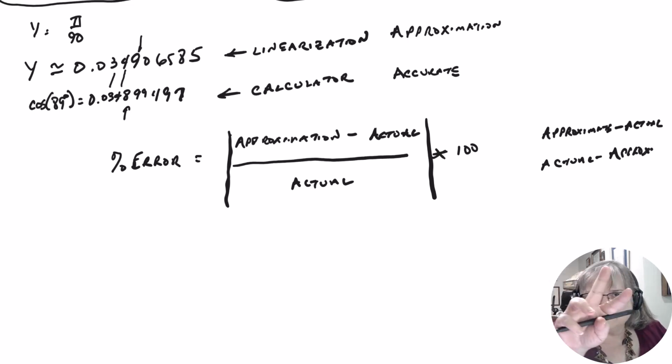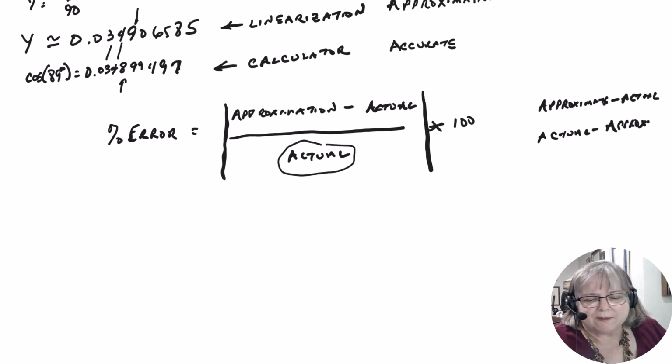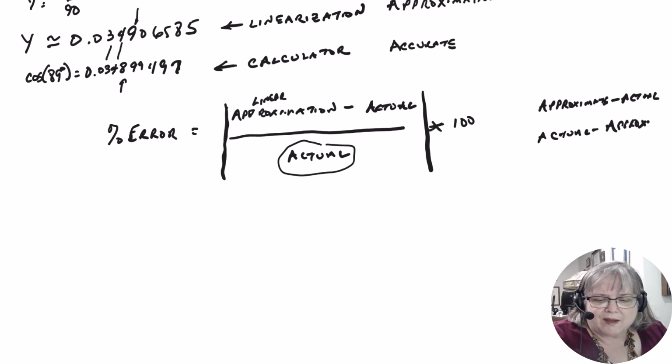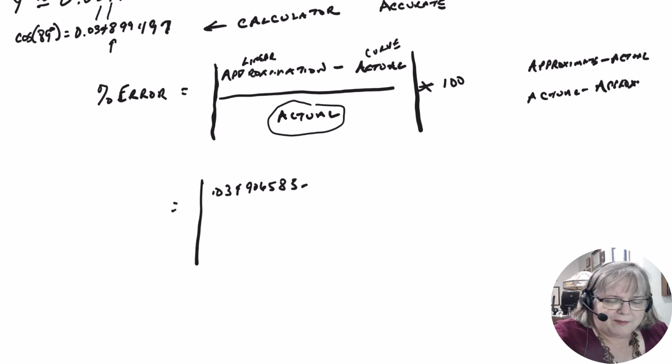So whichever one you're subtracting, you're going to take the absolute value. It's going to turn positive anyway. Just remember that you're dividing by the actual one, not your linear approximation. So this is the linear one, and this is the original curve. I mean, whatever you want to say. Okay. So for this problem, it turns out to be 0.034906585. And people are going, these can't all be significant.